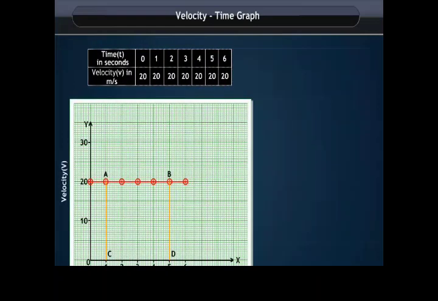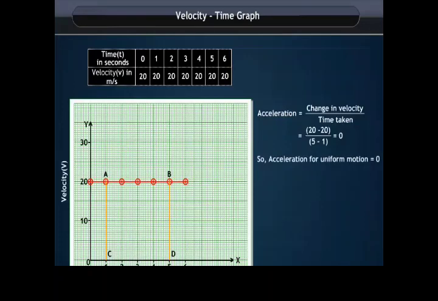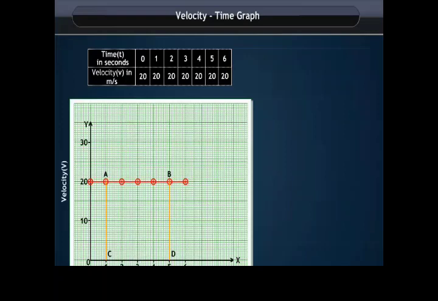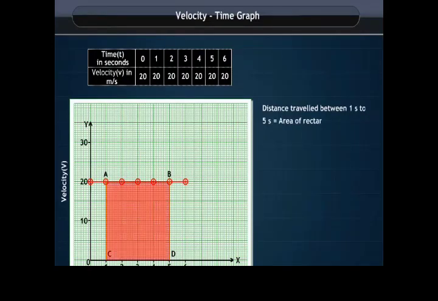Let us calculate the acceleration. Acceleration is equal to change in velocity per time taken, which is equal to (20 minus 20) by (5 minus 1), which is equal to 0. So acceleration for uniform motion is equal to 0. Let us now calculate the distance traveled between 1 second and 5 seconds. Distance traveled between 1 second and 5 seconds is equal to the area of rectangle ABDC, which is AB into BD, which is equal to (5 minus 1) into 20, which is equal to 80 meters.